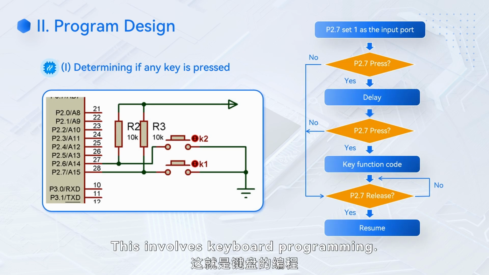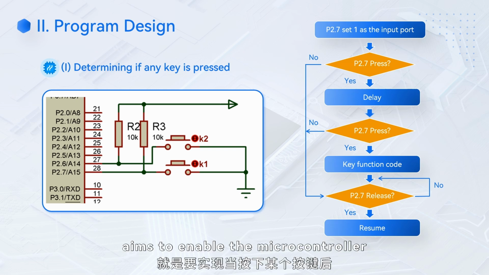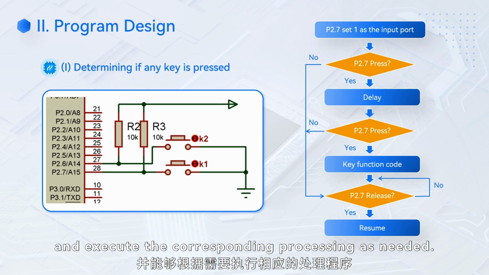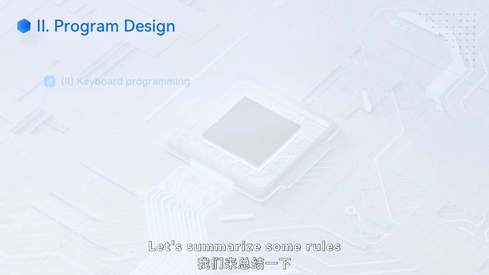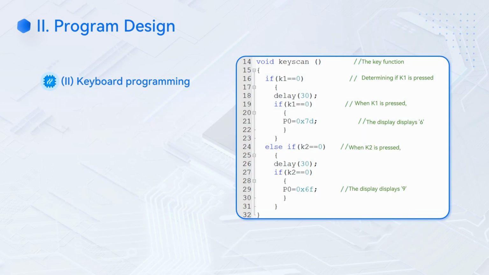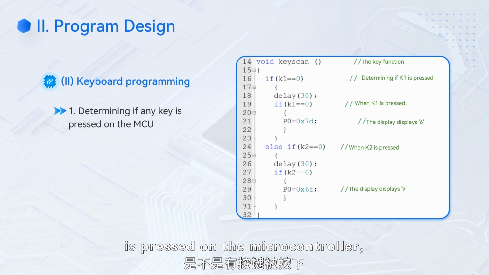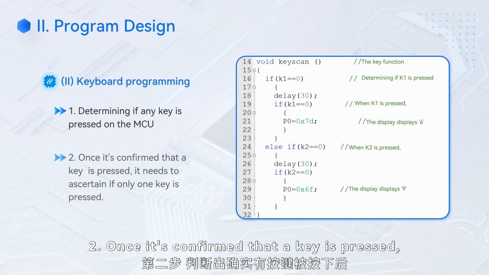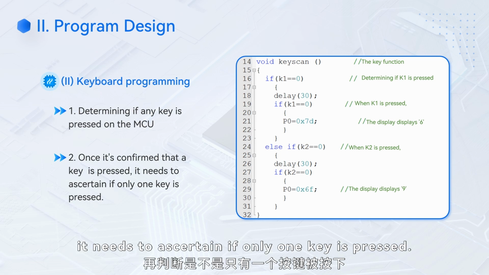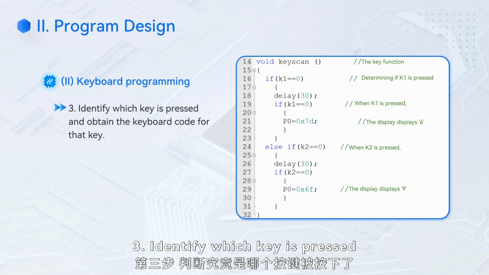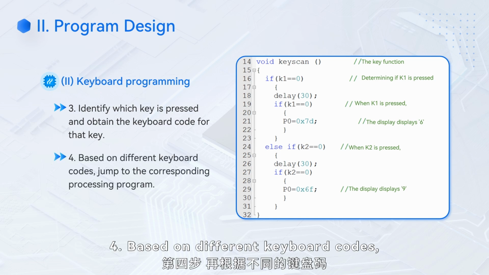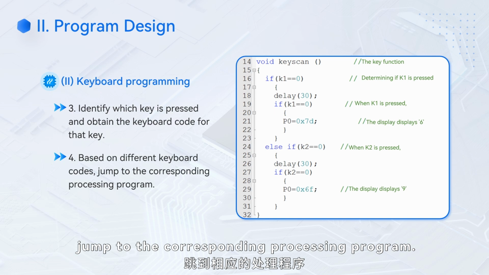This involves keyboard programming. Keyboard programming aims to enable the microcontroller to accurately identify which key is pressed and execute the corresponding processing as needed. Let's summarize some rules of independent keyboard programming. 1. Determining if any key is pressed on the microcontroller, taking into account the effects of debouncing through delays. 2. Once it's confirmed that a key is pressed, it needs to ascertain if only one key is pressed. 3. Identify which key is pressed and obtain the keyboard code for that key.